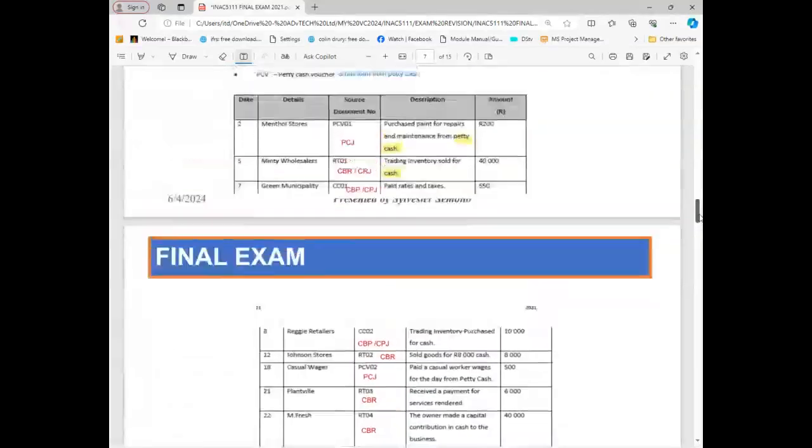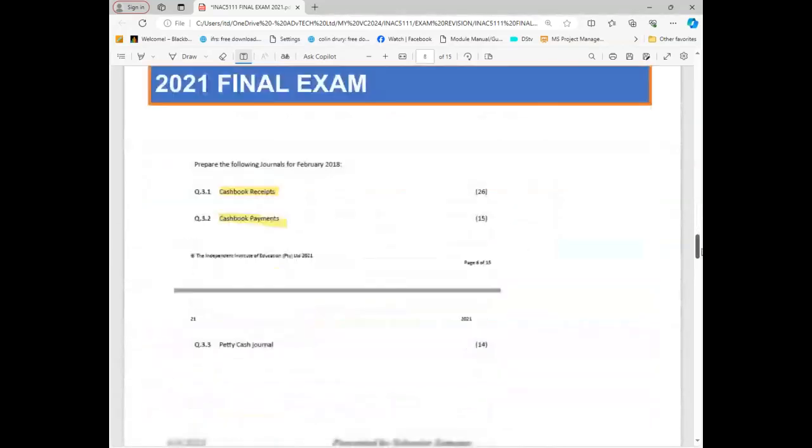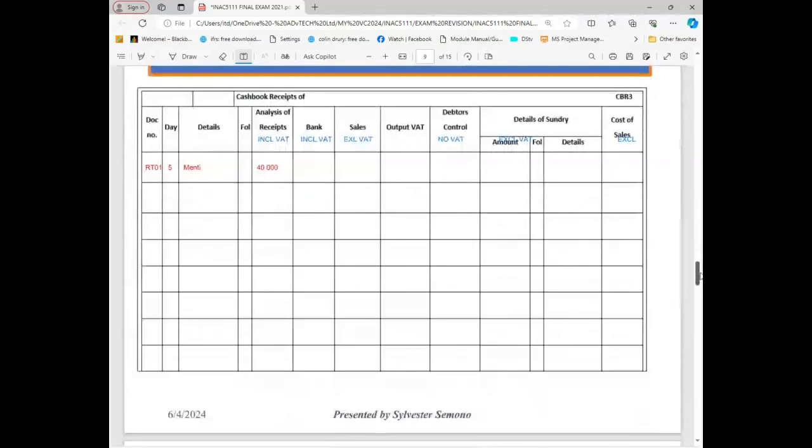On the 5th, this is the only transaction that took place on the 5th. It means I can take it to the bank. There's no other information whereby they say I must go to the bank on a particular day. So it means this 40,000 now will go to the bank. So what I must do, I'm just gonna underline. Sorry guys, I have a ruler. Just to show that I'm ready to go to the bank, and I'm just gonna go and record 40,000 into the bank.